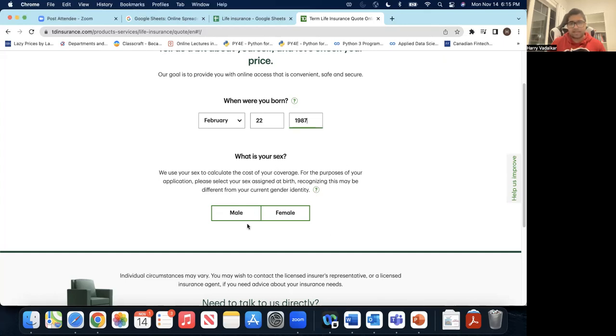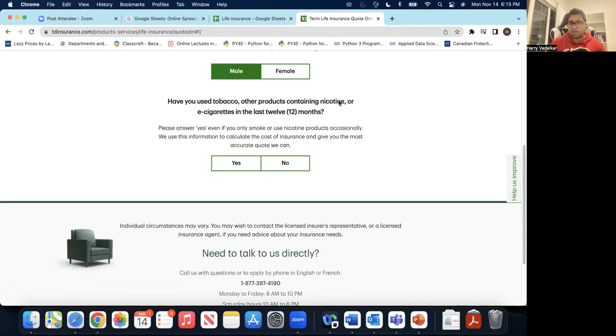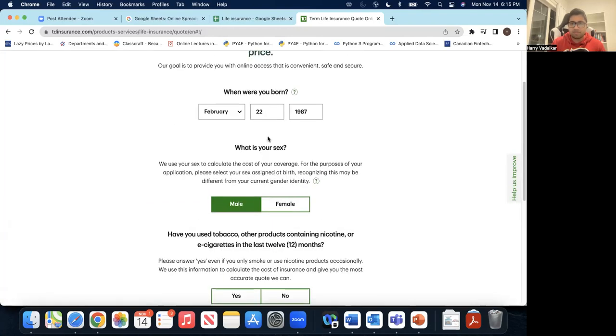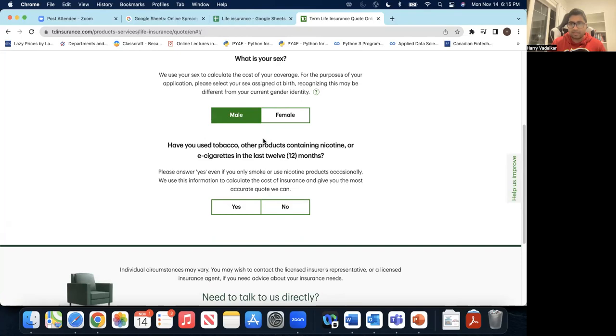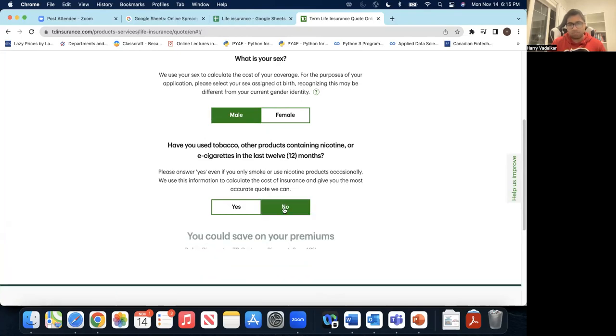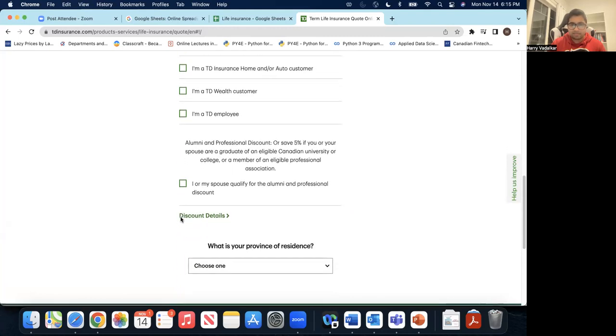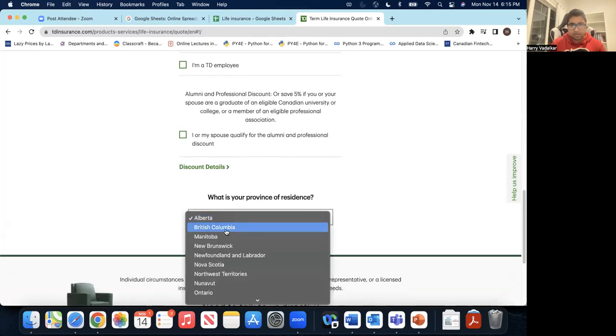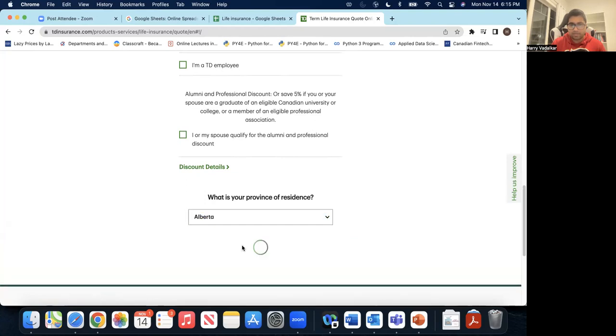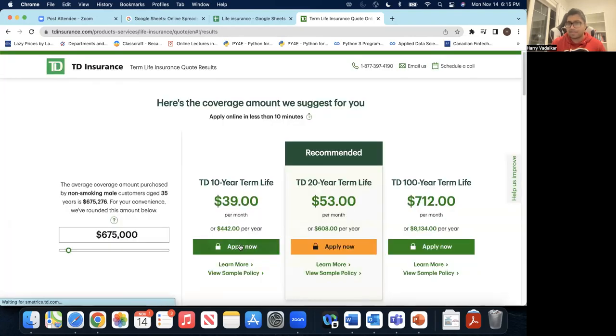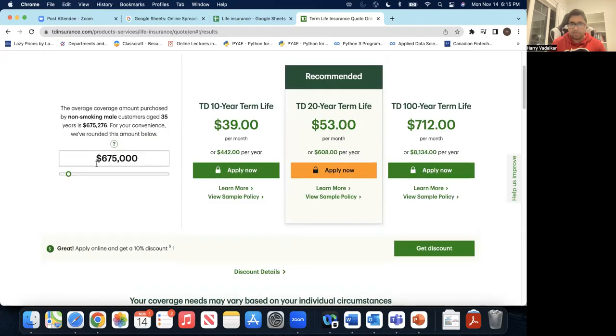So you have to put in sex, let's say male. If you have smoking habits, they will charge you extra. And never lie on insurance policies, because if they find out that you have lied, they will deny you the claim. So let's say we don't smoke. You're not any of these. Alberta is our province, and you can see my price. As simple as that. So 20-year term insurance is $53 per month. And how much is the policy?